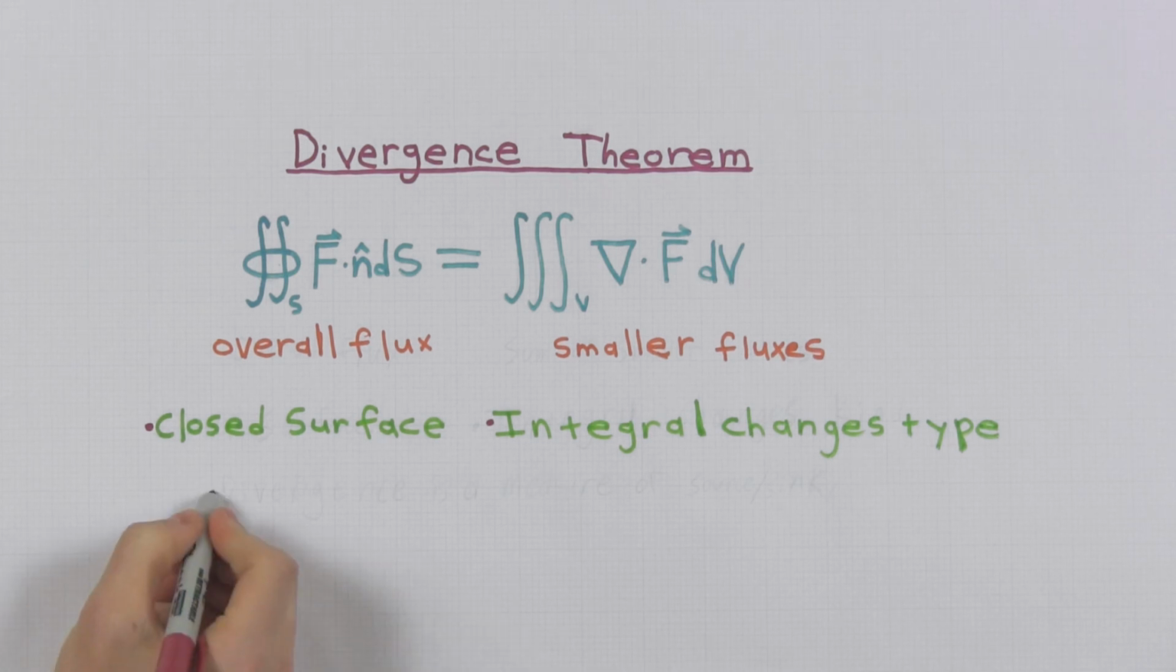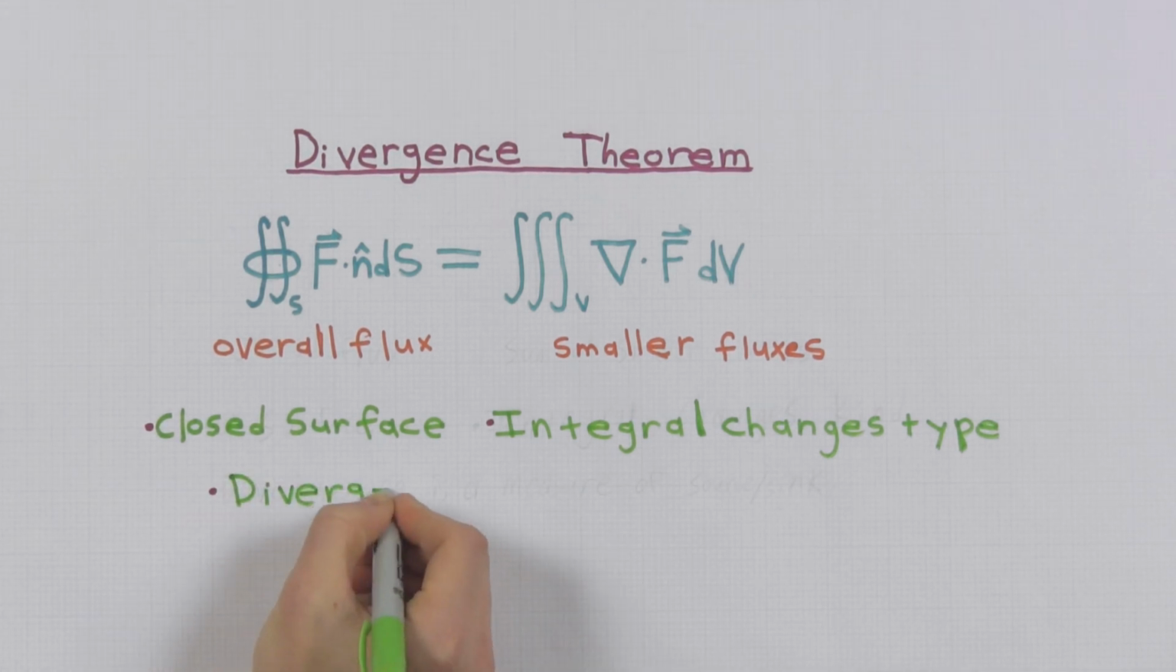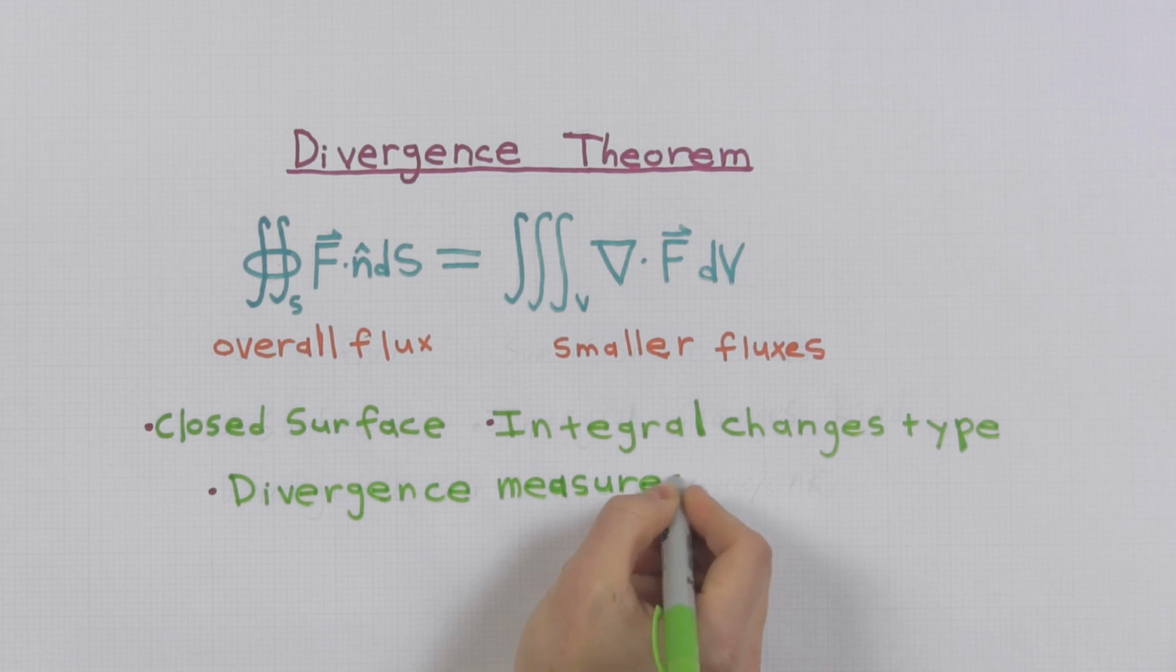The other way we can think about the divergence theorem is seeing how divergence measures sources and sinks.